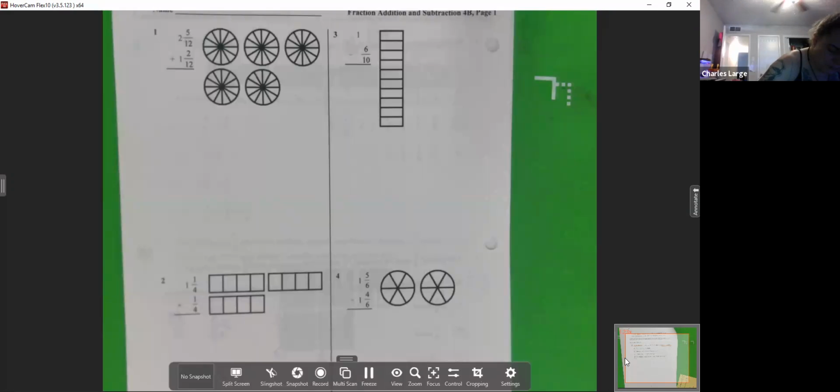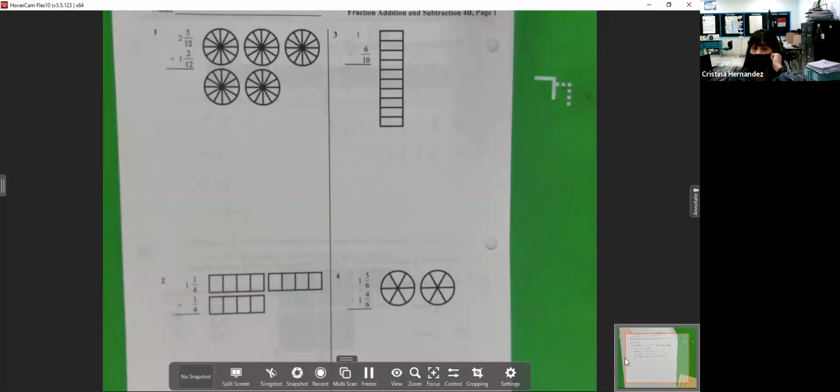Okay. Hey, what page was it again? Because I feel like I flipped the wrong one. 166. Y'all start working on these. I wanted y'all to do 1 through 4. And I'll ask some of y'all to answer them for me.